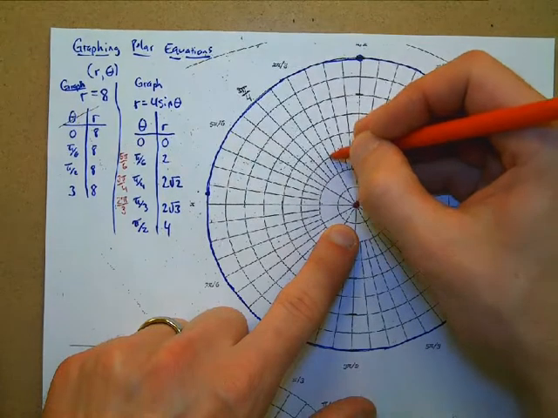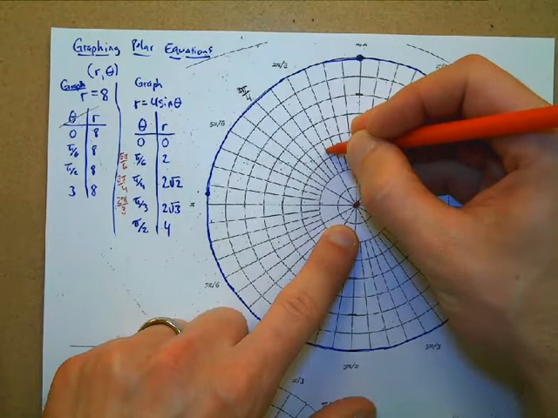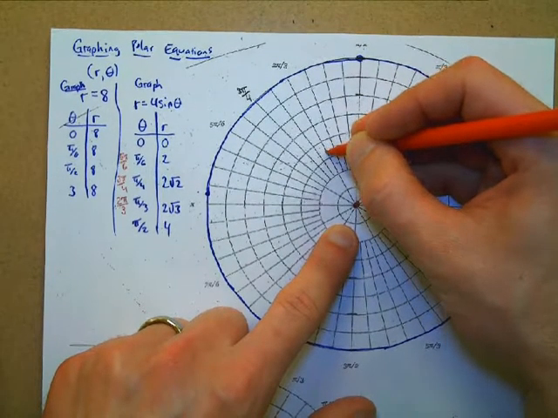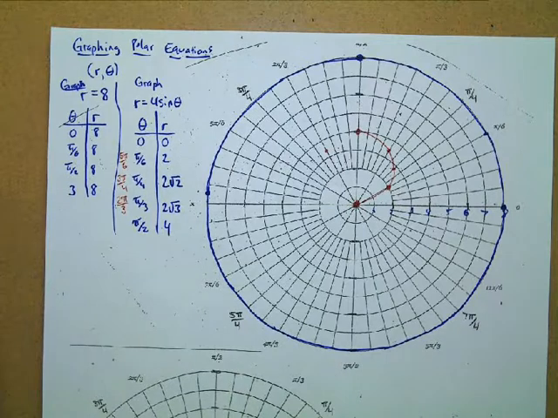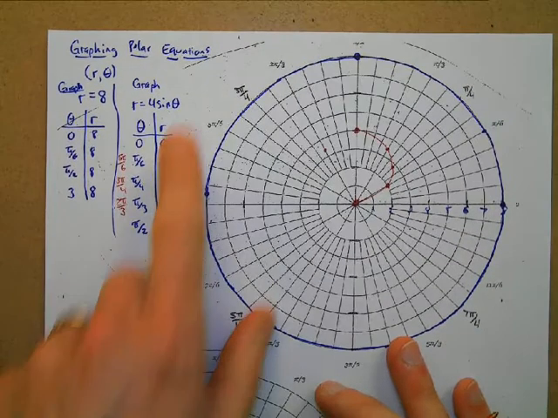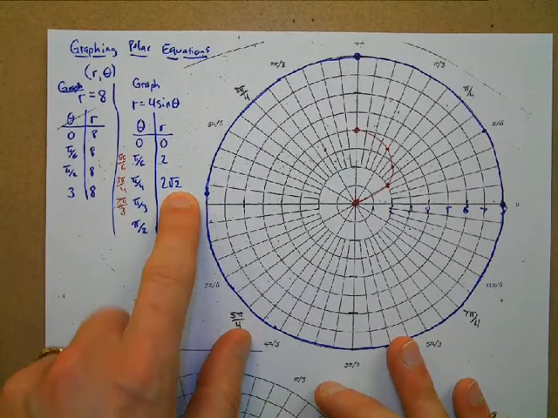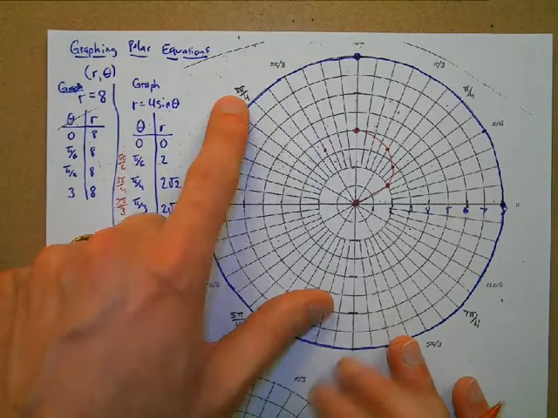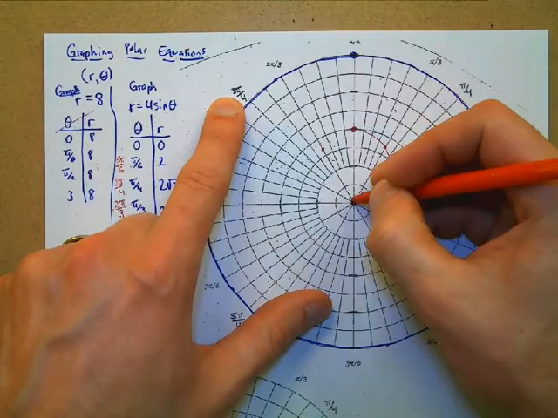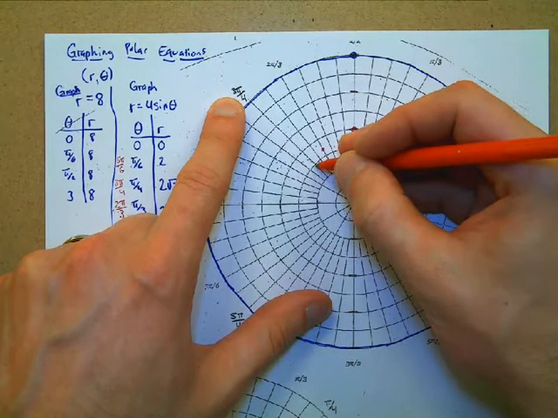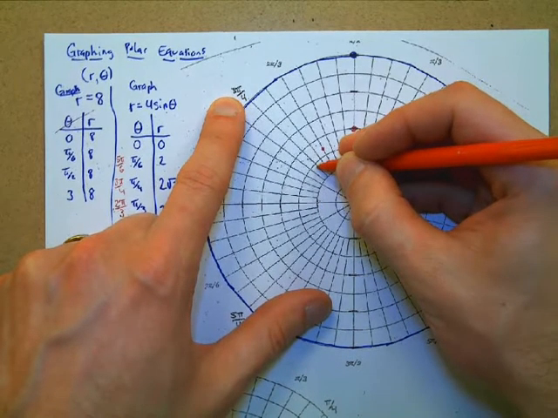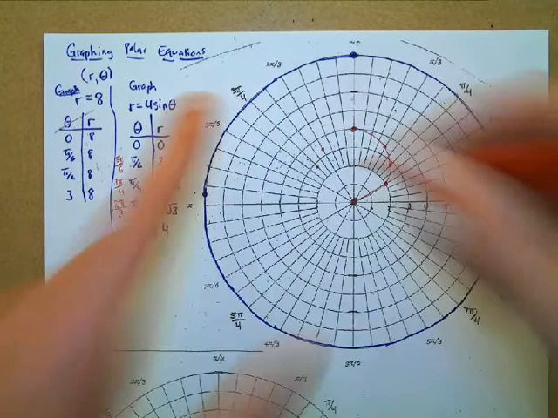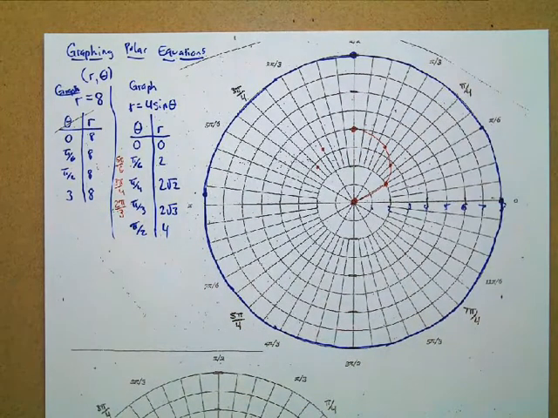Again, it's the same as the pi over 4, so we're going to go out 2 root 2, which is about 2.8. So towards the 3 pi over 4, about 2.8. So 1, 2, there's 3, so a little bit short of that. Okay. And then the 5 pi over 6 goes out to 2. So 1, 2, 5 pi over 6.